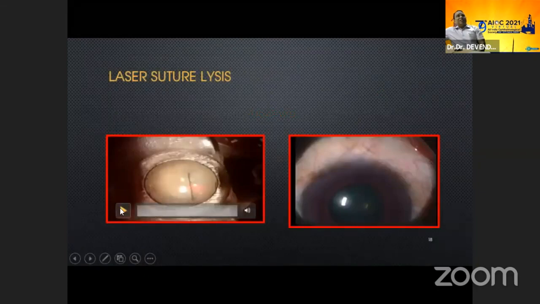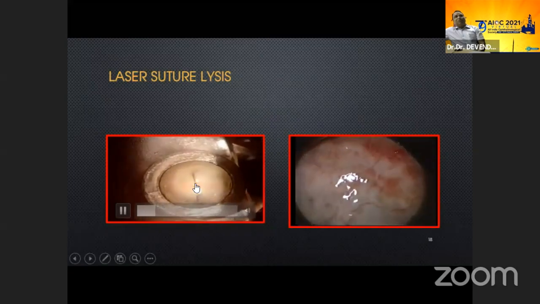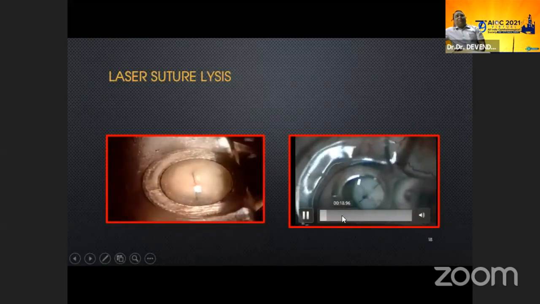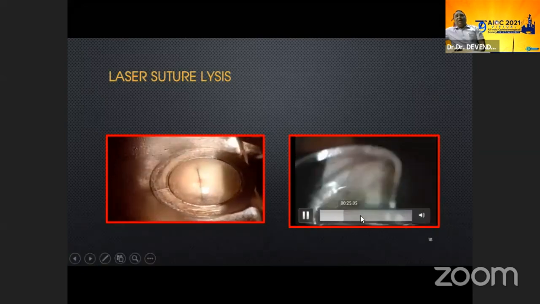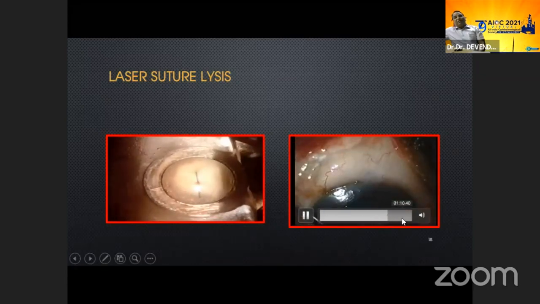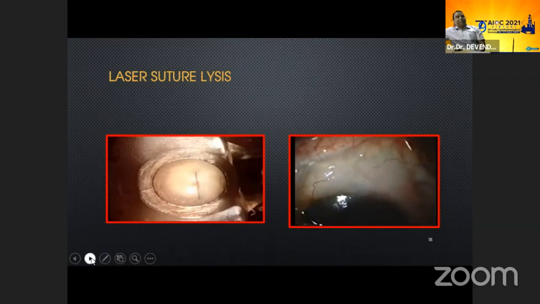In this video, you can see we first localize the bleb, then localize the suture. After localizing the suture, you just cut the suture. After cutting the suture, if the bleb forms spontaneously, then there is nothing to do. But most of the time, if the bleb doesn't form, then it's essential to do ocular massage. If you don't do ocular massage and just cut the suture, it doesn't solve your purpose.